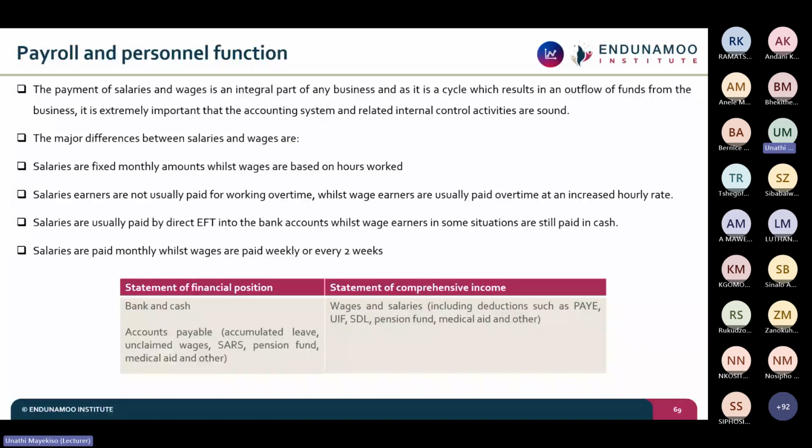Accounts payable is where you've got to generate your provisions for leave and unclaimed wages. You've got to pay over third parties like SARS, pension fund, and medical aid. Then in the income statement, you're sitting with operating expenses, which is employee costs or wages and salaries. That'll include any pay-as-you-earn deductions. It will include UIF, SDL, medical aid, pension fund, those third-party payments.